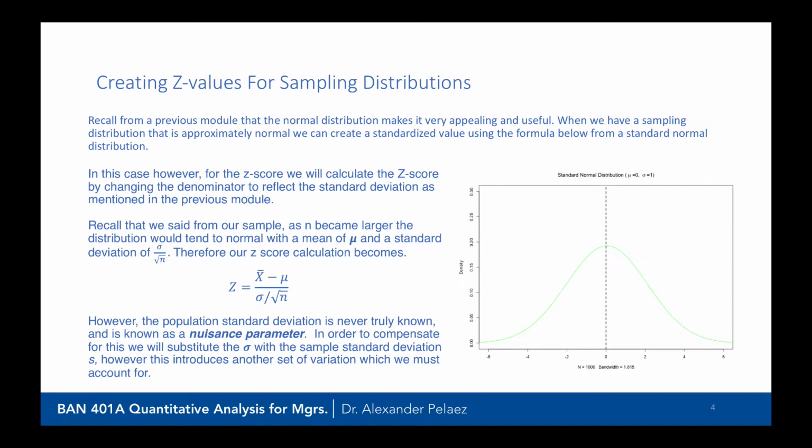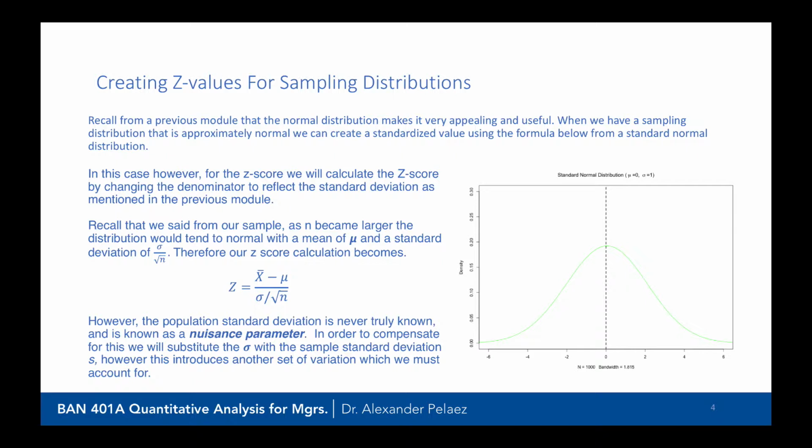So let's take a look at creating z-values from our sample distribution. From a previous module, we saw that the normal distribution is very appealing and useful. When we have a sampling distribution that is approximately normal, we can create a standardized value using the formula below. On the graph on the right, we see that this is a standard normal distribution with a mean of 0 and a standard deviation of 1.